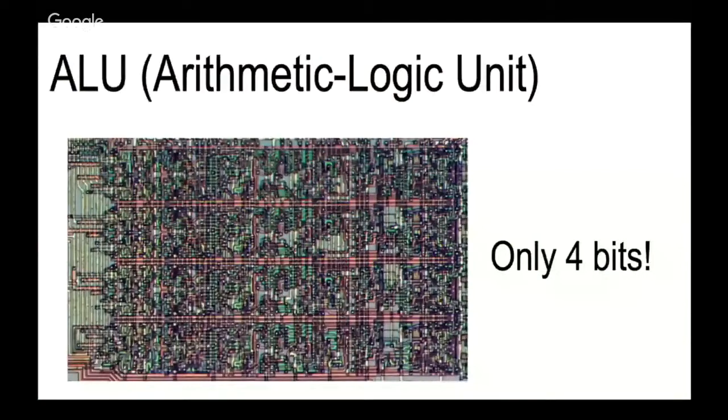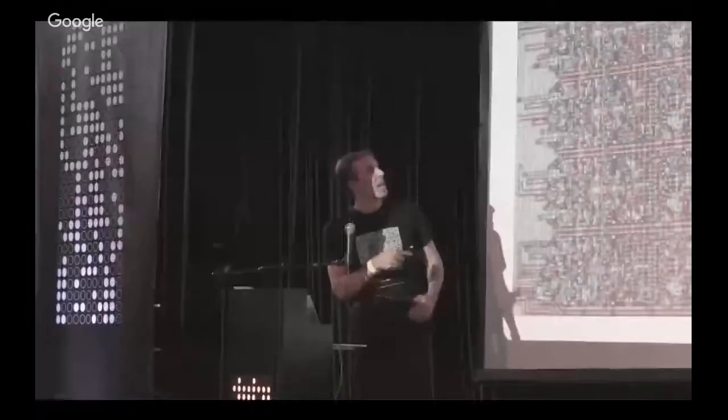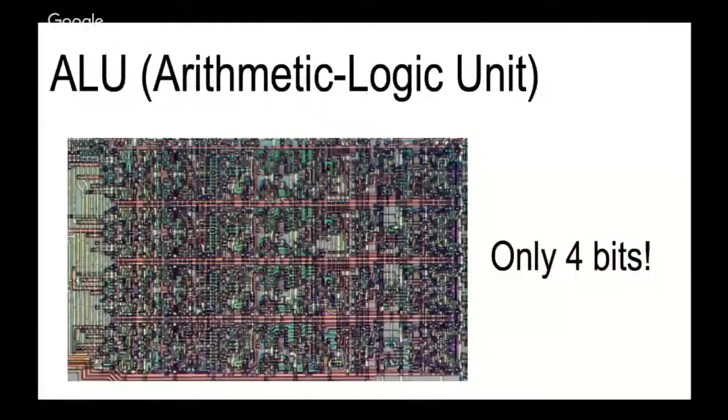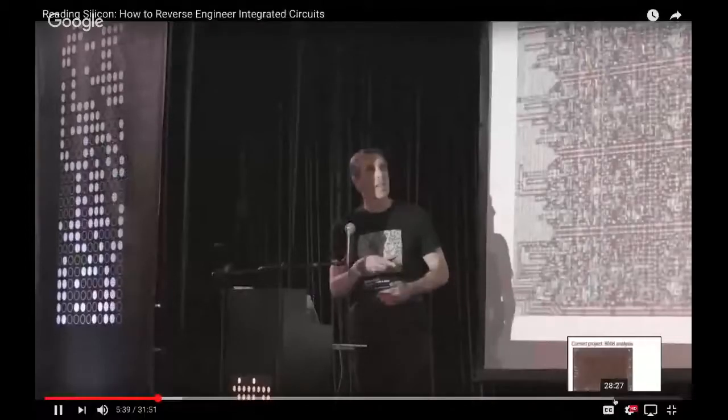Now, the bizarre thing I found in the Z80 is that you can see there's only 4 slices here. The Z80 is an 8-bit chip, but it only has 4 bits of ALU. How does that work? Well, it turns out the designers realized the performance of the Z80 was limited by memory speed, so they had enough time to run everything through the ALU twice. So they saved space by putting a 4-bit ALU into an 8-bit chip.